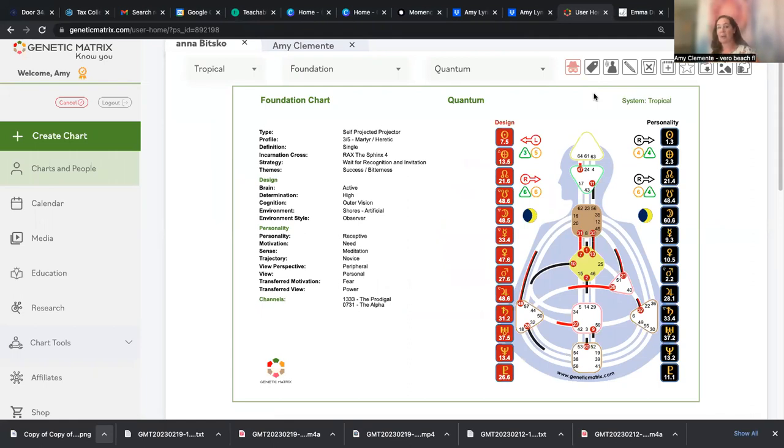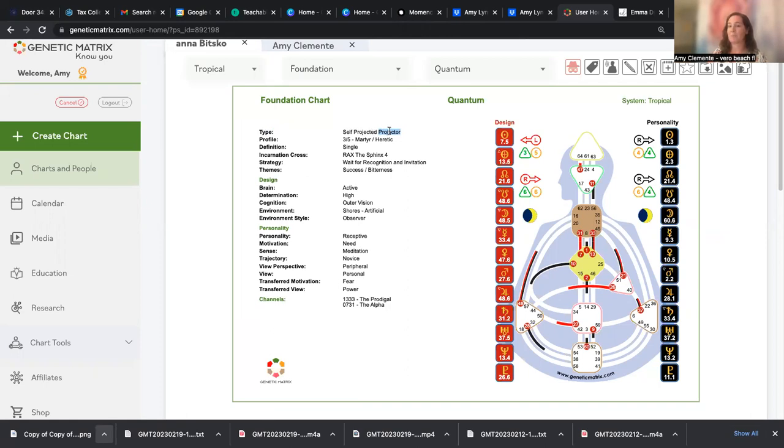So let's talk about projectors, okay? First of all, these charts can be run for free on a bunch of different websites, and you'll always have the type up there. And then you'll have self-projected projector, splenic projector, ego projector. So those first 2 words pertain to authority, which we'll not be covering right now, but later. But they will have the type, which is a projector. So that's where you find that.